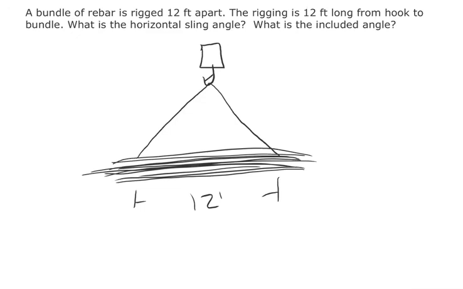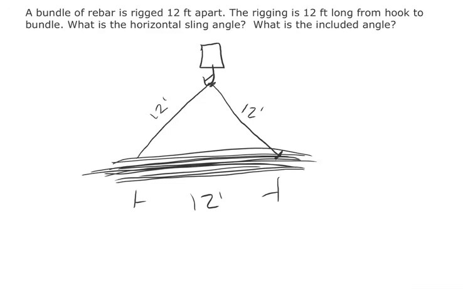Okay, what next? The rigging is 12 feet long. How often do you see uneven slings when you're rigging rebar? The answer hopefully is never or not very often. So if one piece of rigging is 12 feet long, the other one's 12 feet long, from the hook to the bundle, right? So that means the rigging from the hook to the bundle is 12 feet long.